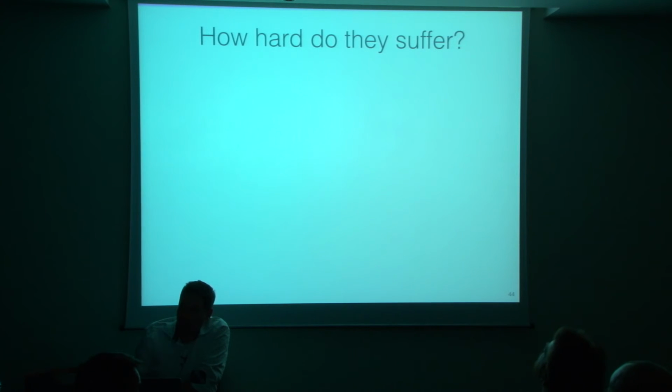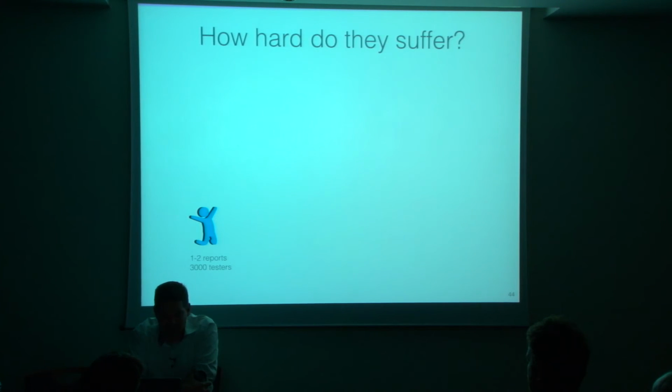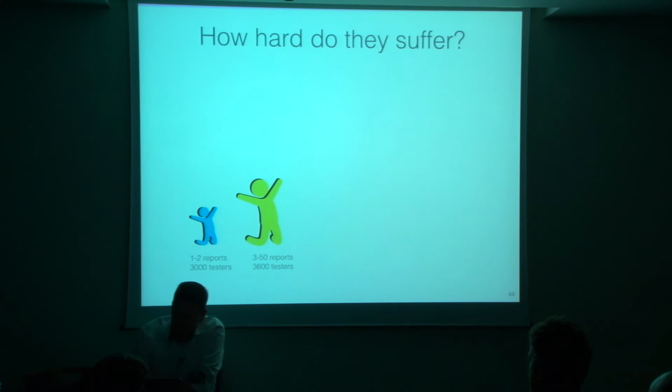So there are, how many errors is a user reporting? And there's a small group of users that have just almost no issues, right? So 3,000 of these 7,000 users have reported 1 to 2 issues. They must feel happy. I hope so. There are a number of users which are not that happy, but still kind of happy. They reported up to 50 error reports, which is the majority with 3,600 testers.